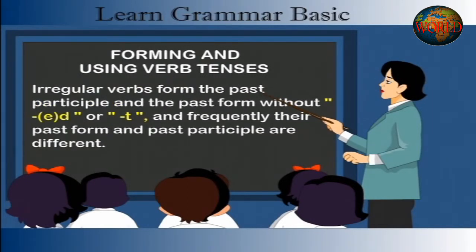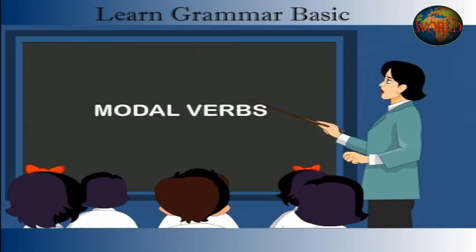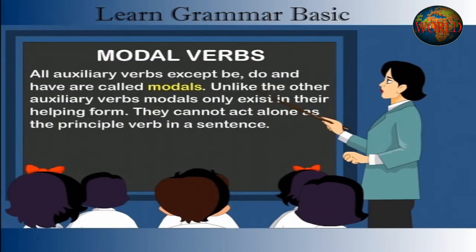Irregular verbs form the past participle and the past form without ed or t, and frequently their past form and past participle are different. For example, the past form of the verb break is broke and the past participle is broken. Modal verbs. All auxiliary verbs except be, do and have are called modals.